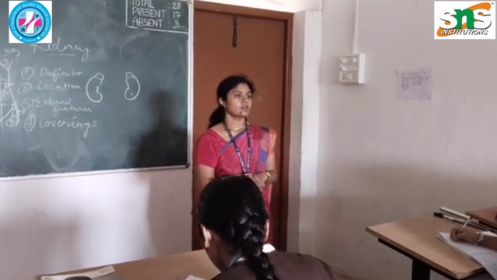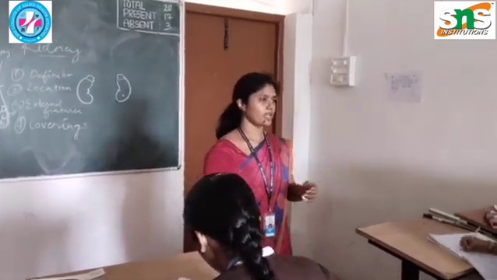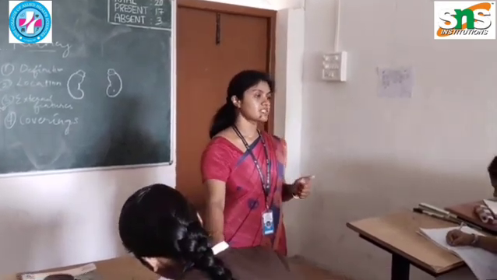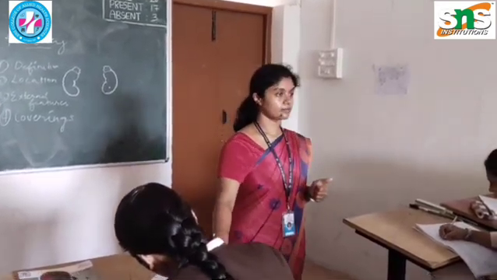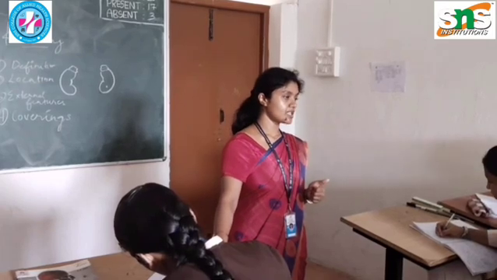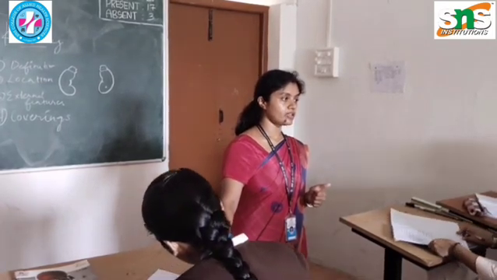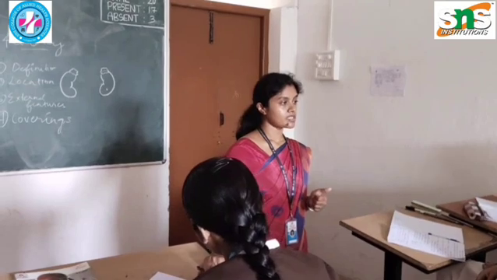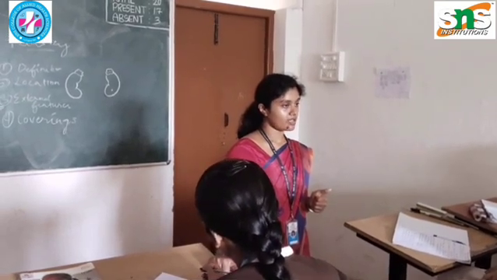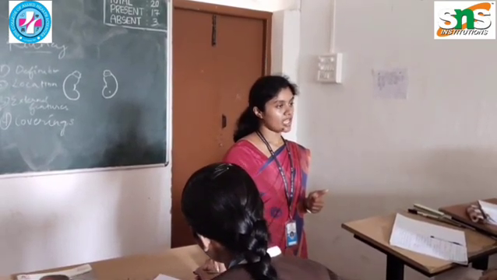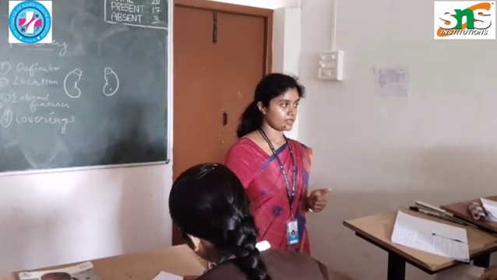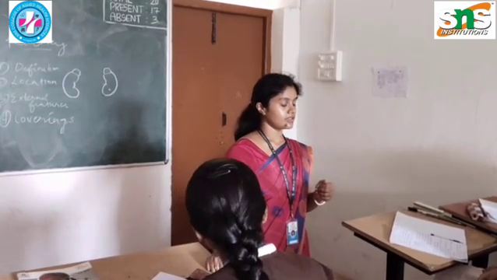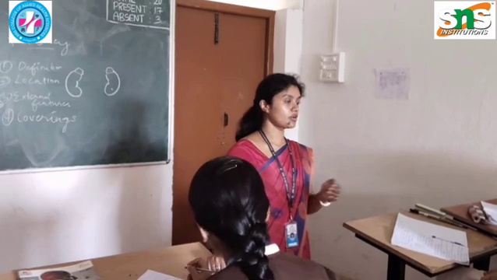Shape, you know, it is bean shaped. So it is simple. So talking about the size, it is how many centimeters long? 11 centimeters long. How many centimeters wide? 5 centimeters wide. How many centimeters thick? 3 centimeters thick. So we are talking about the shape. Bean shape.